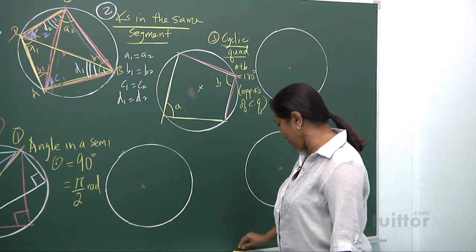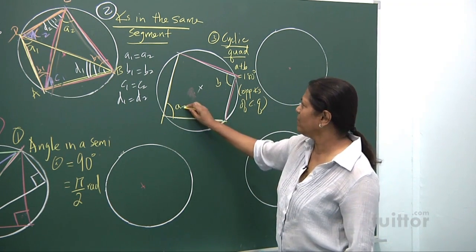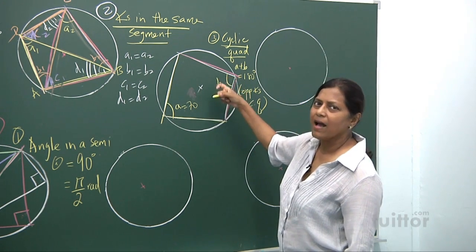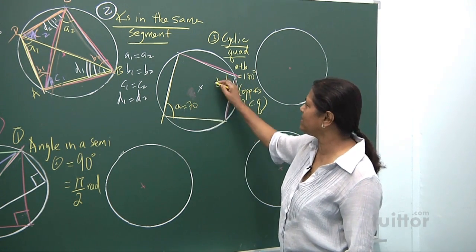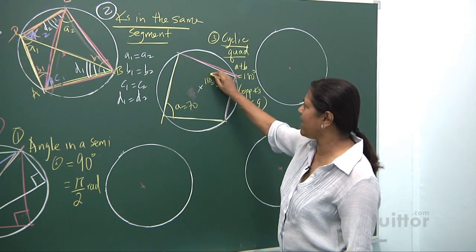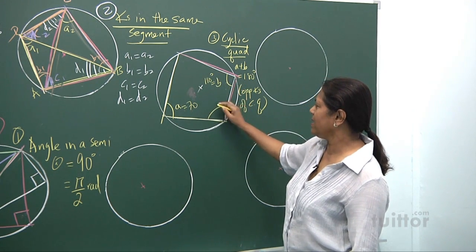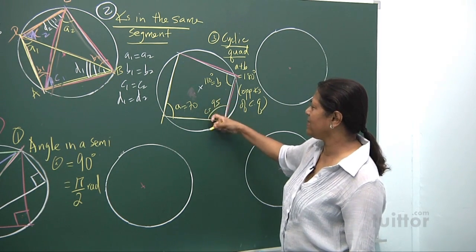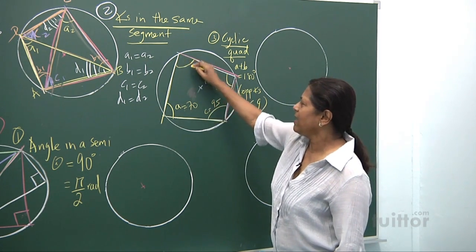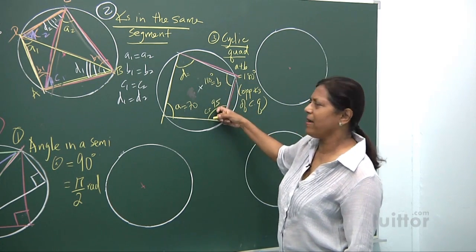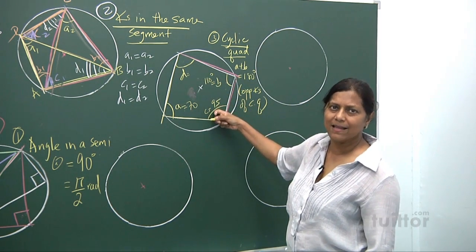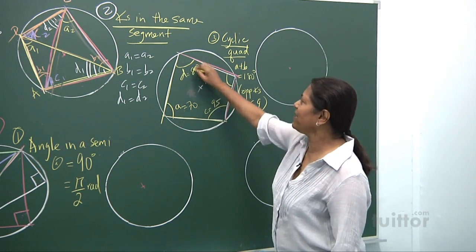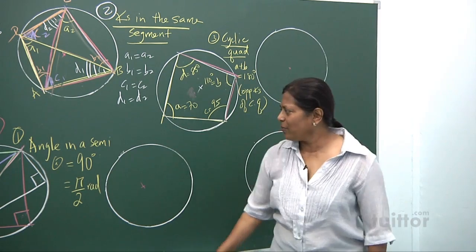If A is equal to, say, 70 degrees, what will B be? 180 take away 70 is 110. If C is equal to 95 degrees, where C and D are opposite, what is D equal to? 180 minus 95, you get 85. Yes. What do you call it? Cyclic quad.